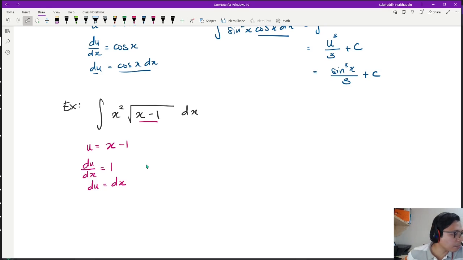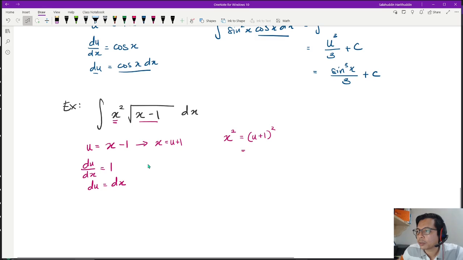Now we need to do a bit of work here, because we need to work with this x squared. This is a big troublemaker. Since we set u to be x minus 1, we can say x is equivalent to u plus 1. Correct. So how do we deal with that? That means x squared will be (u plus 1) squared, which is u squared plus 2u plus 1.